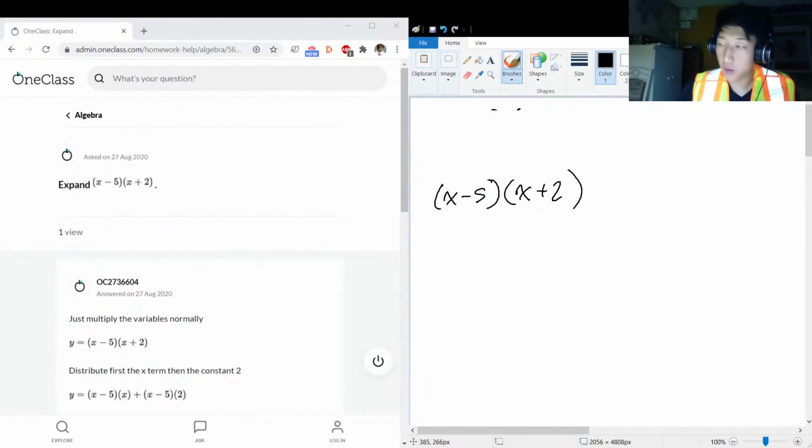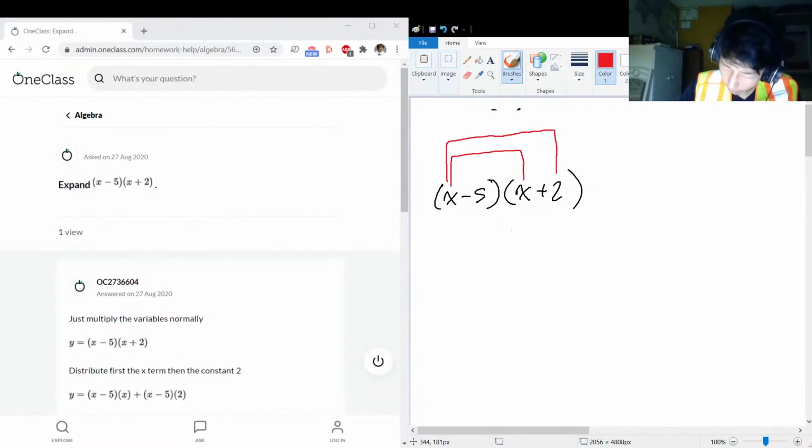Now, when you're expanding, this is the strategy that you typically want to use. We're going to multiply the first and the first, and then we're also going to multiply the first and the second. And then in blue, we can take care of the second of the first times the first of the second, times those. These are multiplications that we're doing.